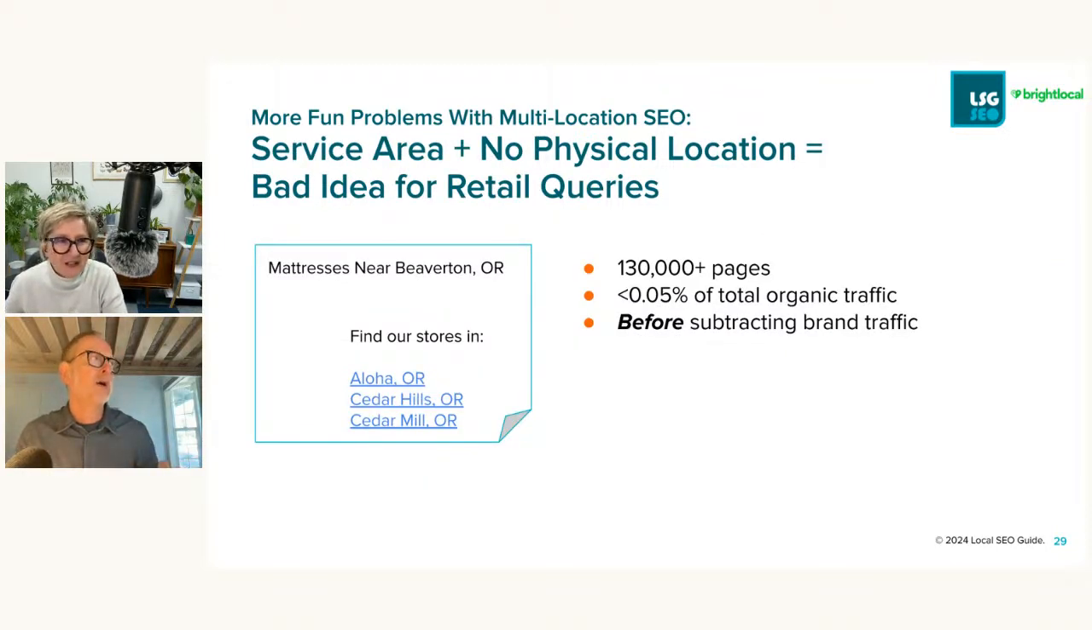Let's also talk about creating just pages for all sorts of different reasons. We have a retailer client, about 1,000 locations. They created a page for every city in the country because they saw the competition doing it, even though they don't have locations in every city in the country. But they put a list of their nearby locations for that city. So they had about 130,000 pages that they didn't have a location in. And we did the analysis. It got less than 1% of their total organic traffic. And that's before subtracting brand traffic. So it probably got next to zero traffic.